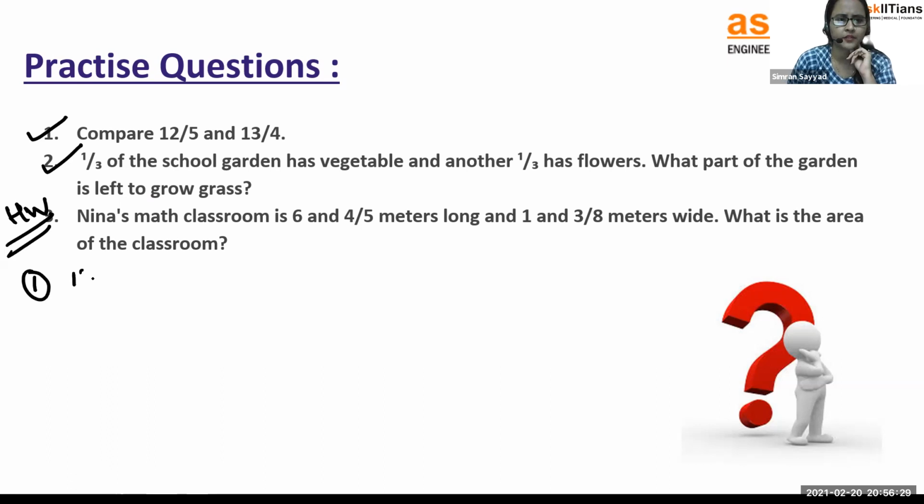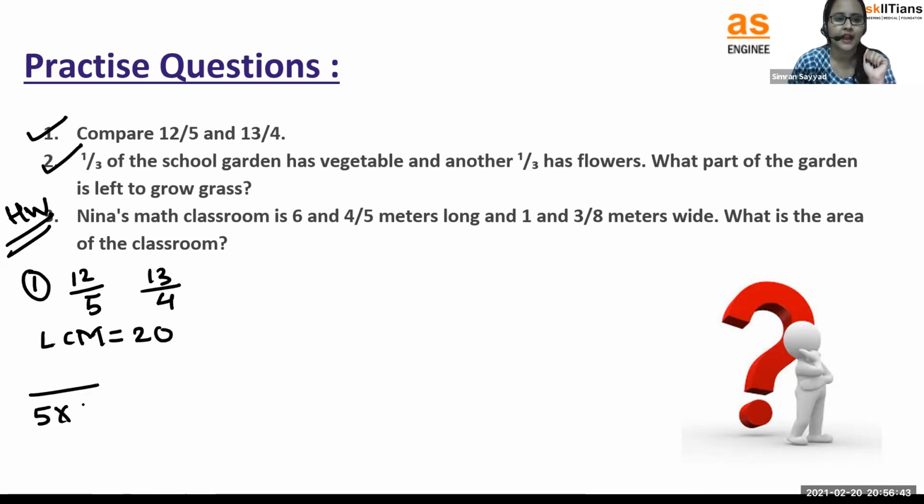Compare. Simply you have to compare. It's 12 by 5 and 13 by 4. Let's compare. Are the denominators same? No. Get the LCM. What is the LCM? I think the LCM is 20. Yes. So 5 times 4 is 20, 4 times 5 is 20. 12 times 4, 13 times 5.